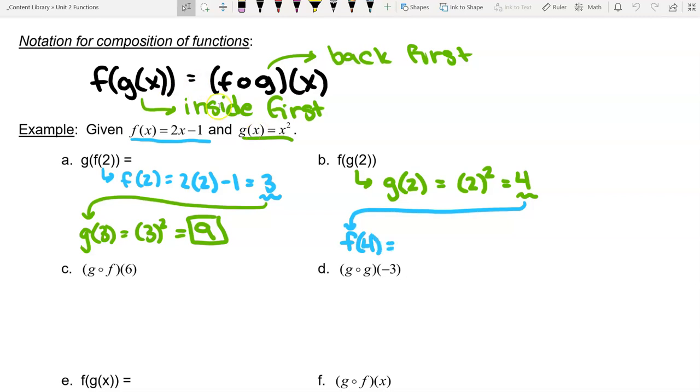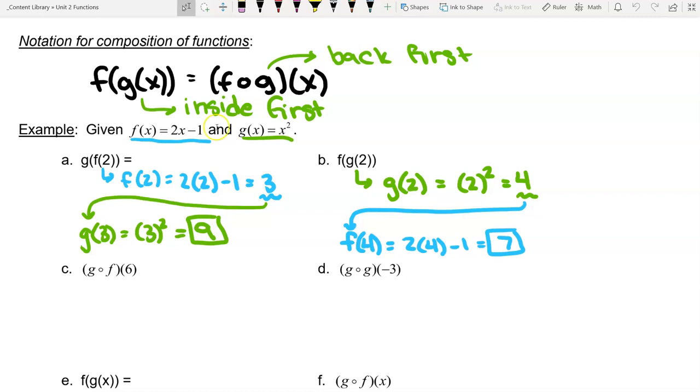So now I'm using the f function, which is this guy over here. So 2 times 4 minus 1 is 7. So the final answer for that one would be 7. Okay? So it's just like what we were doing up top, but you have to use the new notation. So inside out or back to front. So, like C is talking about, back to front now.